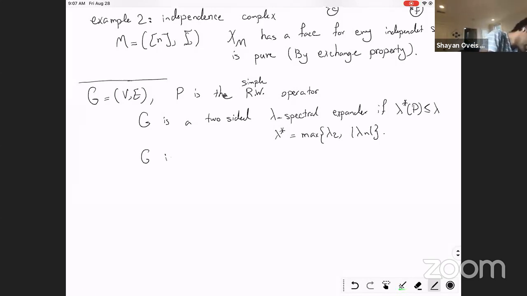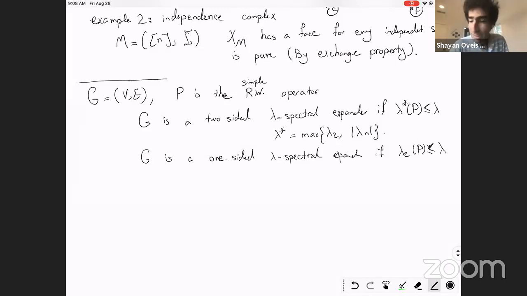And we say G is a one-sided lambda spectral expander if lambda 2 of P is less than or equal to lambda. Okay, so there is a lot of literature and applications on spectral expanders in TCS. You know, even in complexity theory, I assume Subhash has used them a lot in his lectures as well.